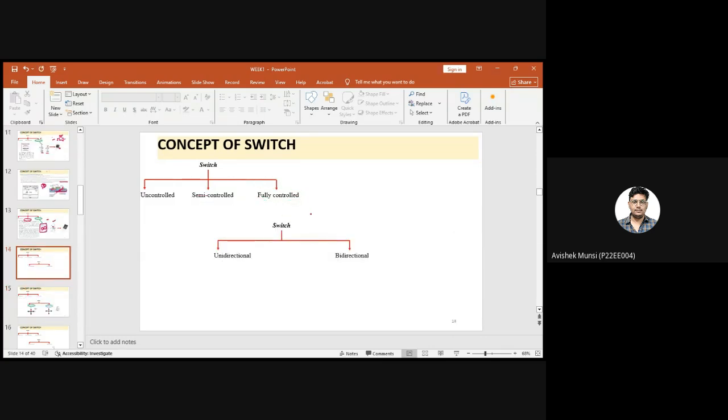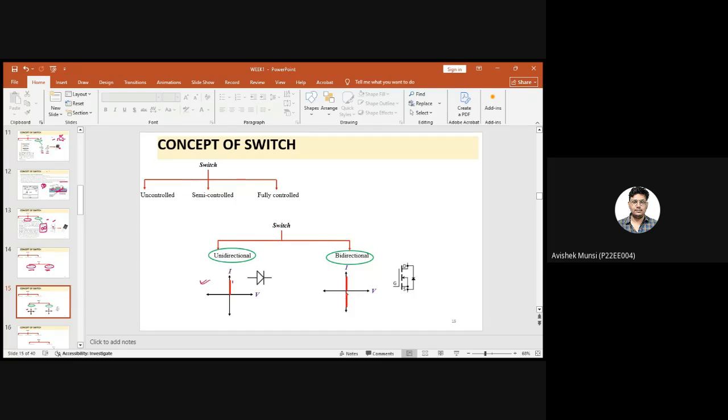Nextly, we can categorize switches into unidirectional and bidirectional. Obviously, unidirectional means a current is flowing in one direction through the switch, and bidirectional means current is flowing in both directions through the switch. As I said here, in the case of unidirectional, if you draw this diagram, it can conduct in one direction. But in bidirectional, the current can conduct in both directions.